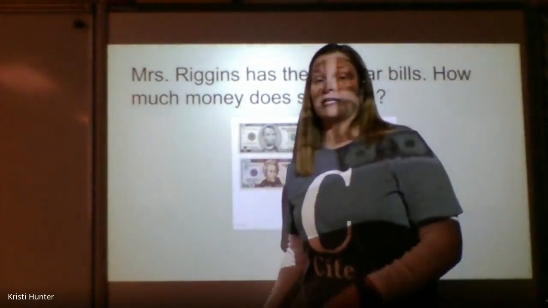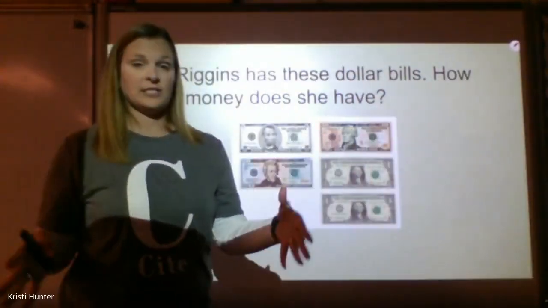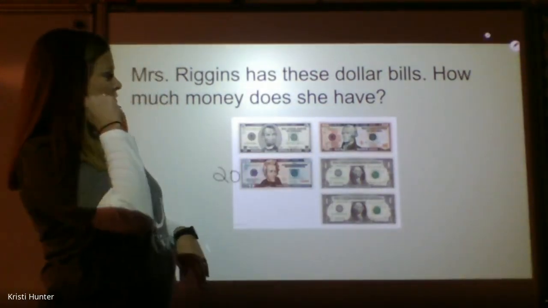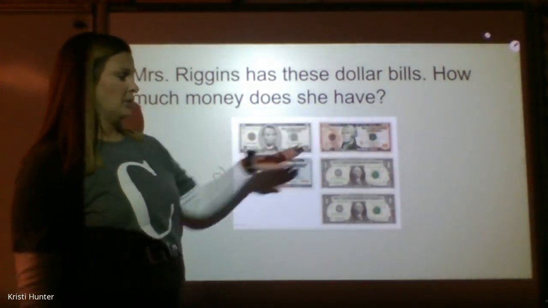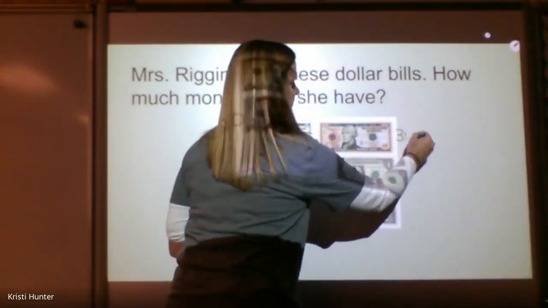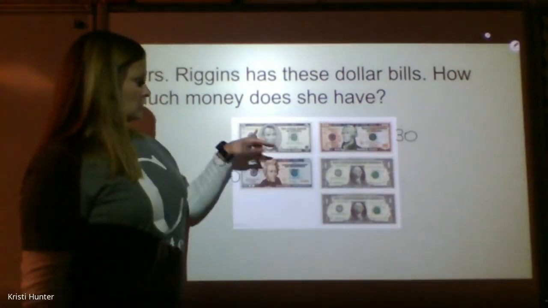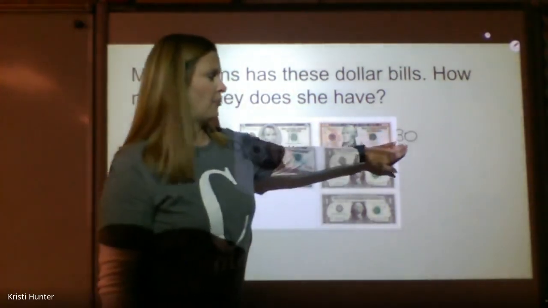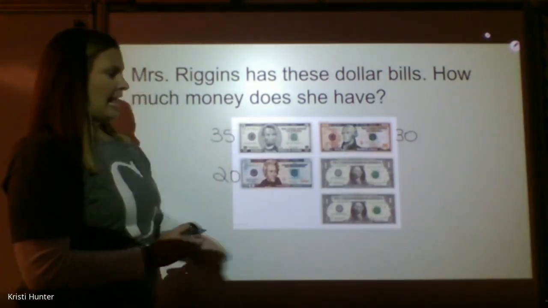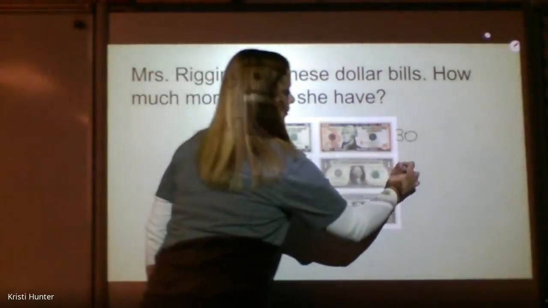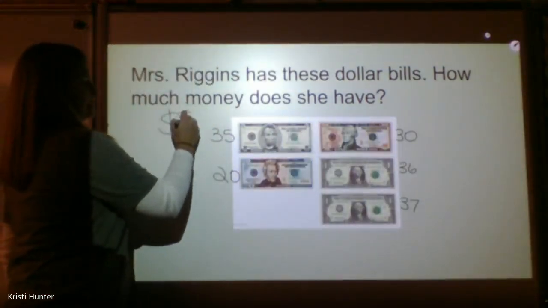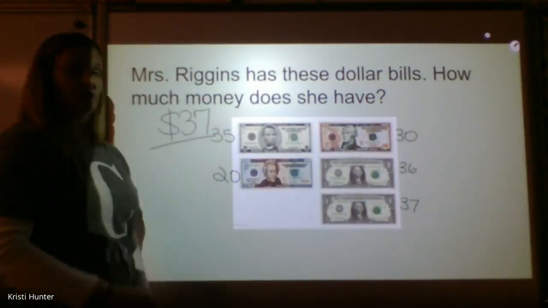So again, I want to start with the bill that's worth the most. So it's going to be that $20 bill. Mrs. Riggins didn't have any other 20s, so we're going to skip to the 10. 20 plus 10 makes 30. No more $10 bills, so I'm going to go to the 5. So I'm at 30 plus 5 more would make 35. And now I'm going to add in my $1 bills. 36, 37. So Mrs. Riggins has $37 for her total.